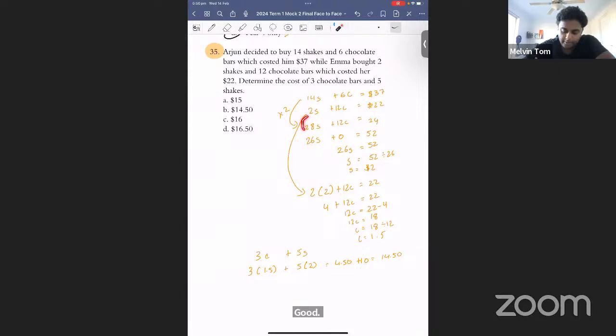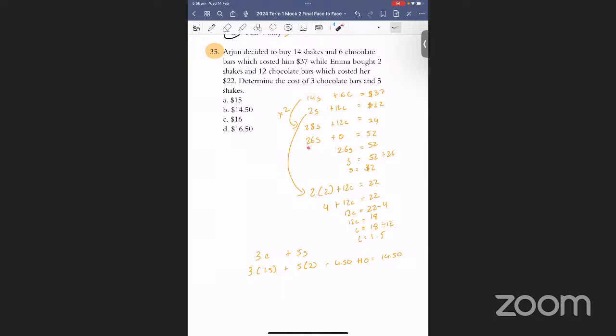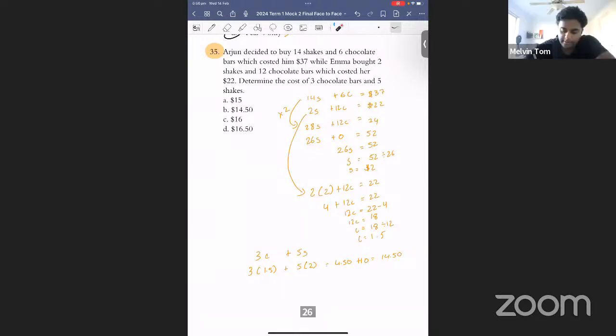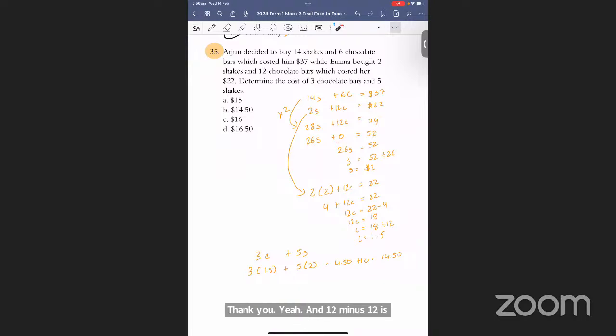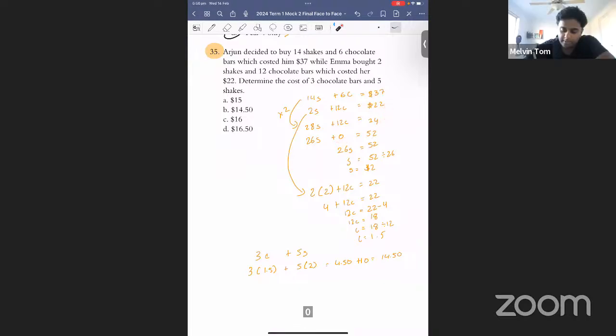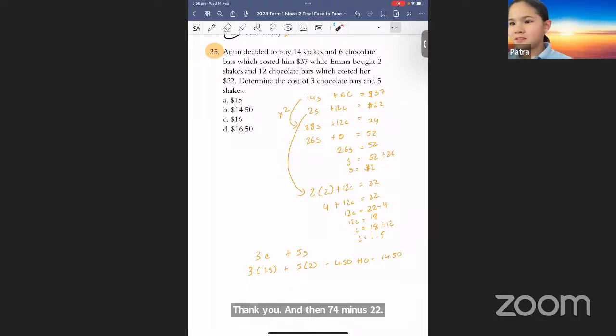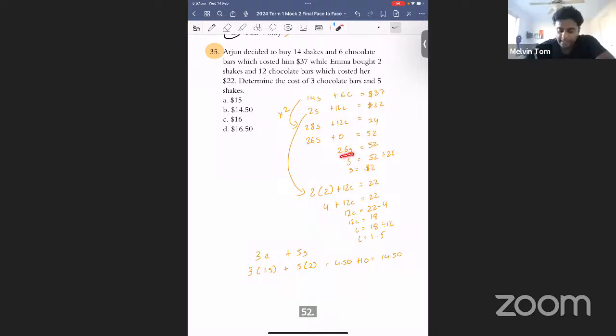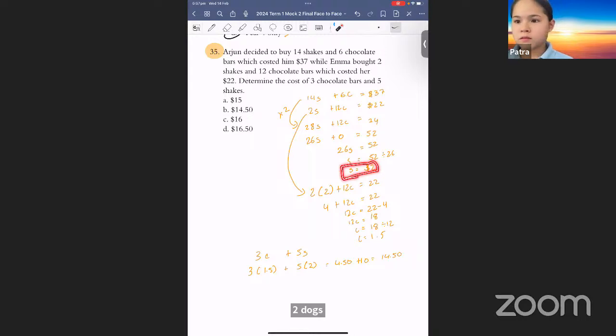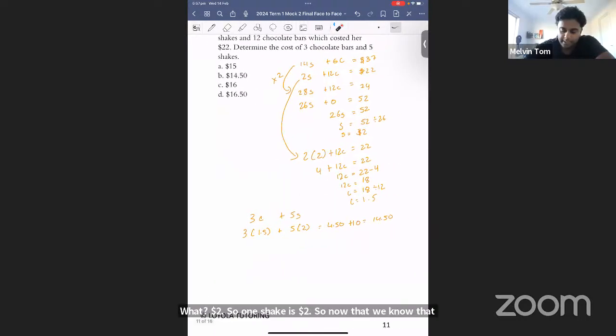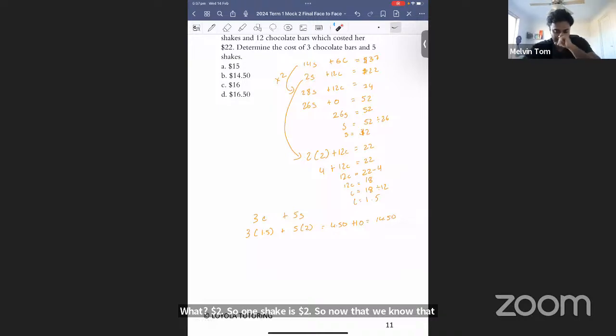Now what we can do is 28 minus 2 is equal to 26. And 12 minus 12 is 0. And then 74 minus 22 is 52. So that means that 26 shakes is equal to $52. So 1 shake will be $2. So now that we know that, we can replace this s here with $2. Do you understand?